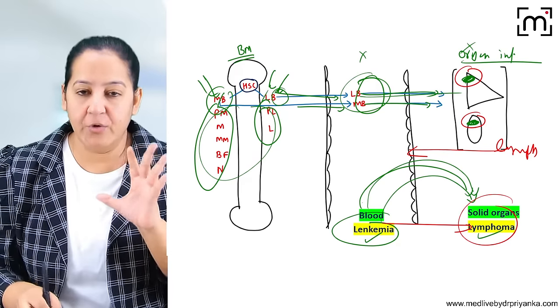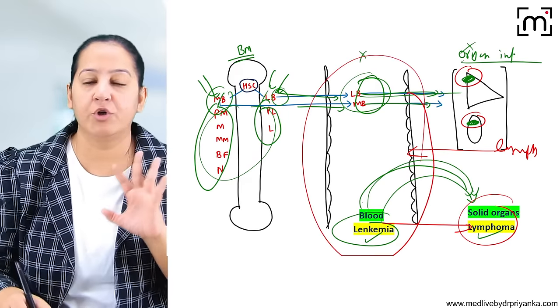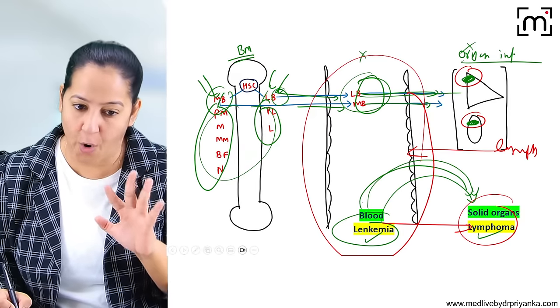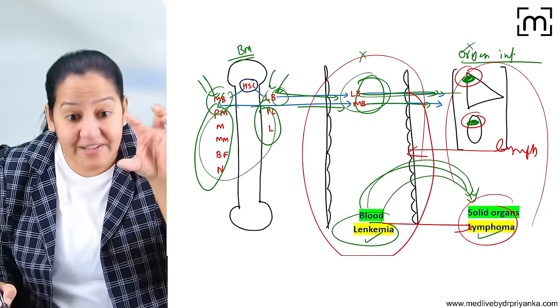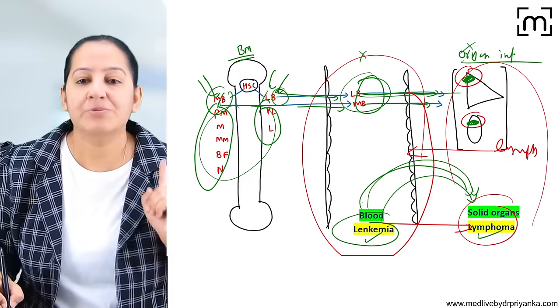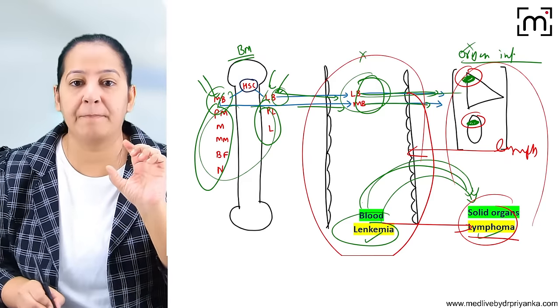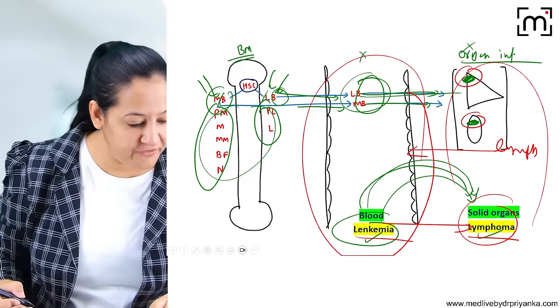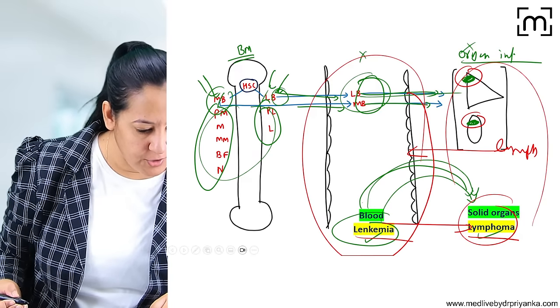My point is that leukemia is the blood cancer. You will not find any discrete mass in any organ. But in lymphomas, you will find discrete masses in various solid organs. So lymphoma is the tumor of solid organs, but leukemia is the cancer of the blood. How many of you got it? You got it, Bisma?